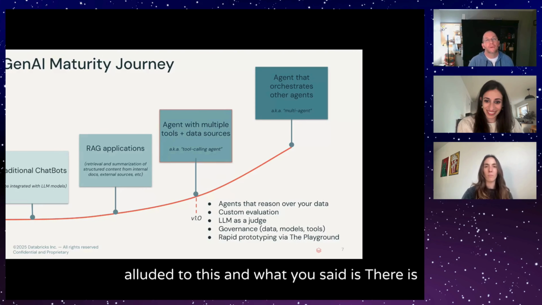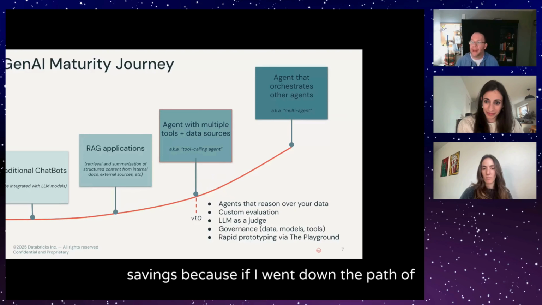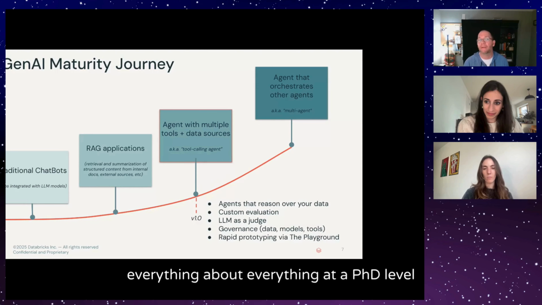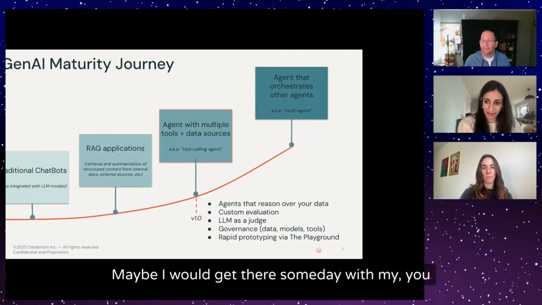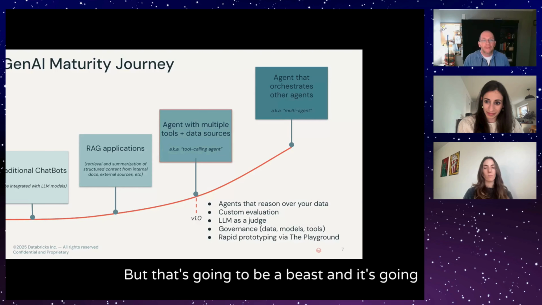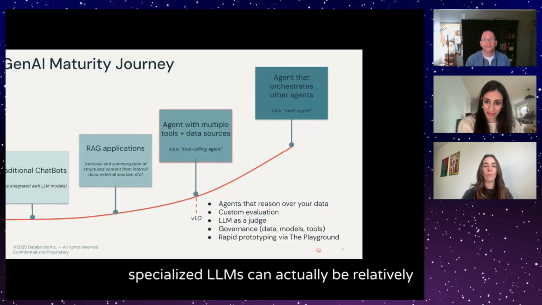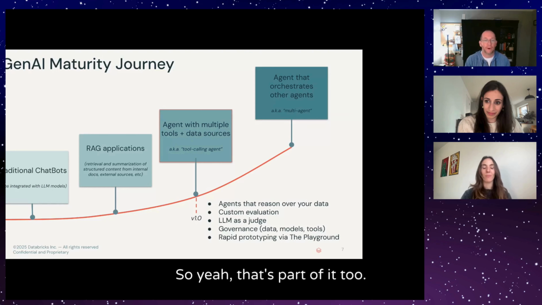The other thing I would say, and I think you alluded to this, is there's an efficiency here and a cost savings. If I went down the path of trying to have one monster LLM that knows everything about everything at a PhD level, maybe I would get there someday with my 100 trillion parameter model or something. I don't know, but that's going to be a beast and it's going to be expensive. These little specialized LLMs can actually be relatively small and relatively cheap and be really powerful. So that's part of it too.